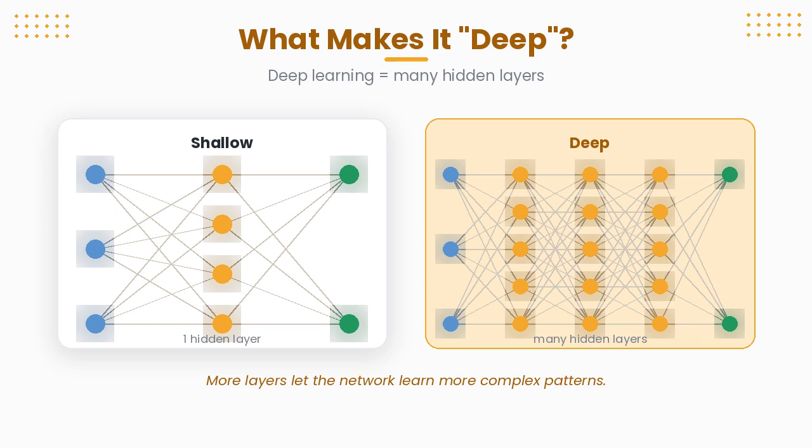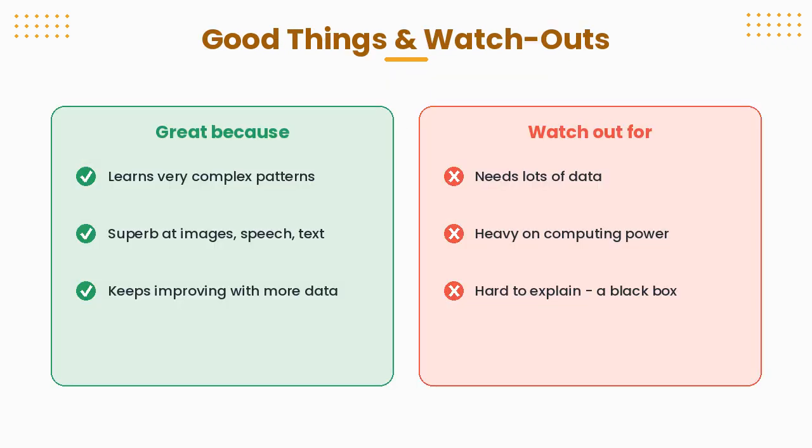You'll often hear the term deep learning. It just means a network with many hidden layers. A shallow one has a single layer. A deep one has many. More layers let it learn richer, more complex patterns, and that's exactly what makes deep learning so powerful.